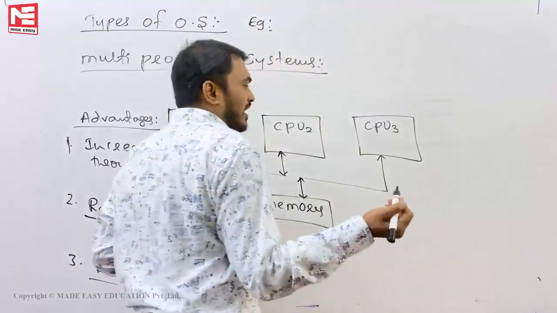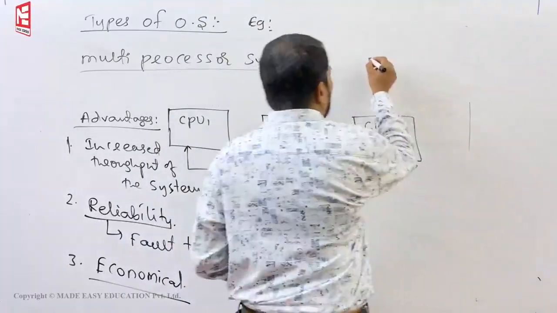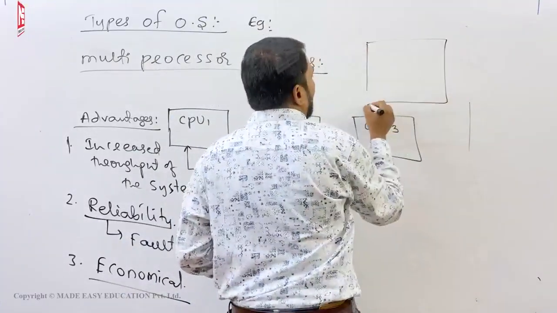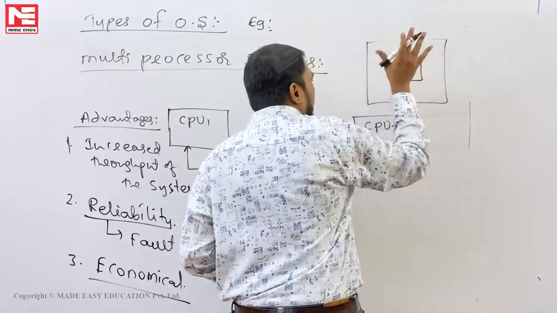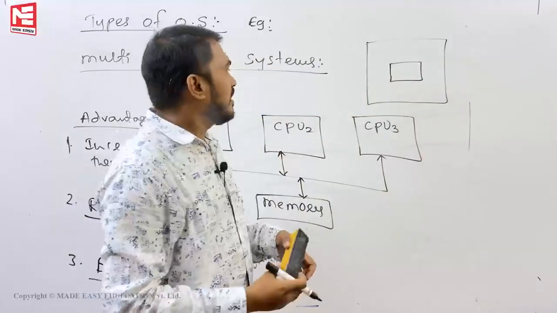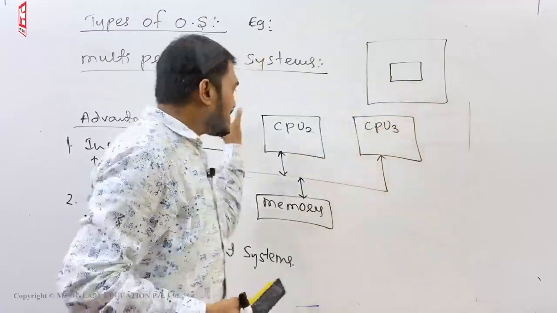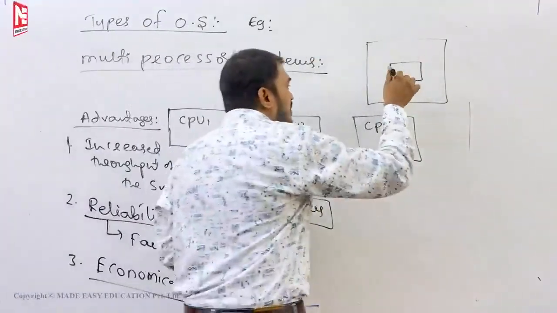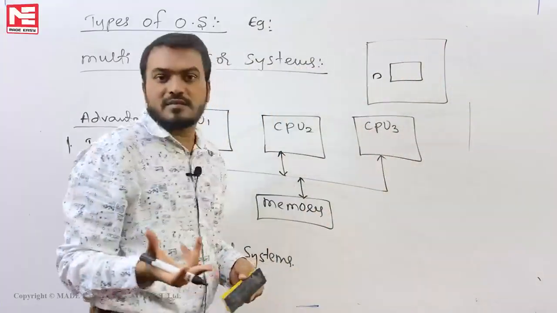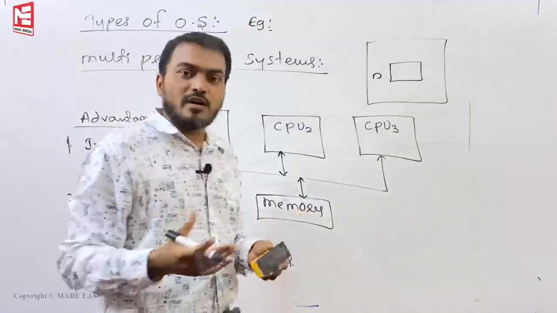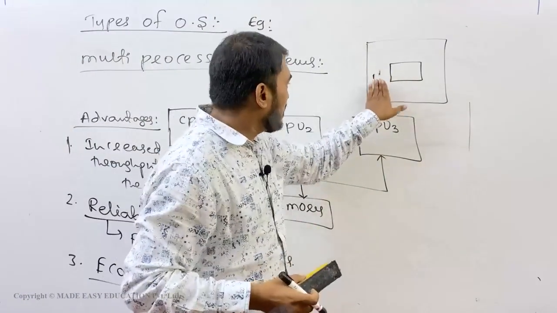Listen here. How is the motherboard in a laptop? You have a motherboard like this, and you have a CPU, the Intel processor, here. So this is one CPU. This system is different: in the same motherboard you have 3 CPUs, one here, and so on. That is multiprocessor. Remember, in all our laptops you have only one CPU like this. There is no other CPU.